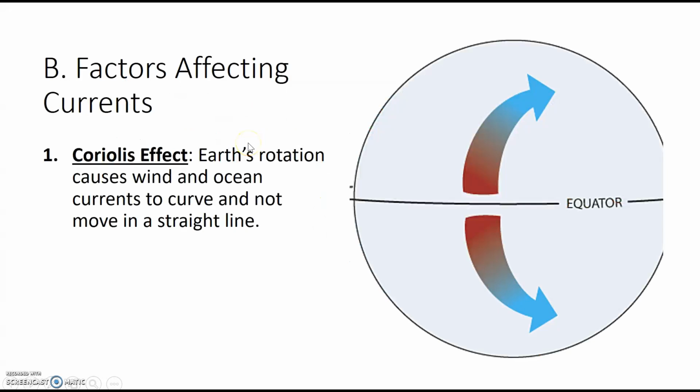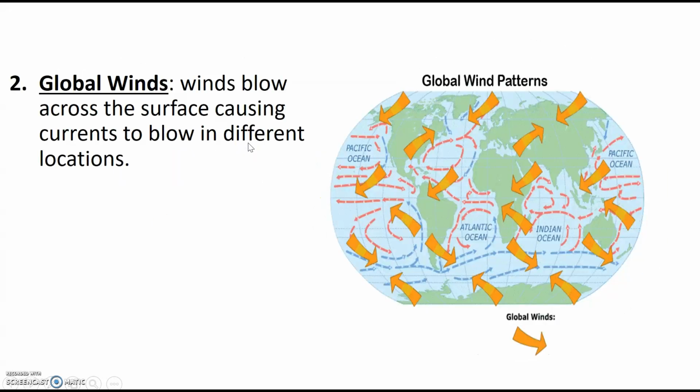So the two factors are the Coriolis effect, that's what makes it actually curve instead of being a straight line, and your global winds, which will influence if it goes east or west specifically.